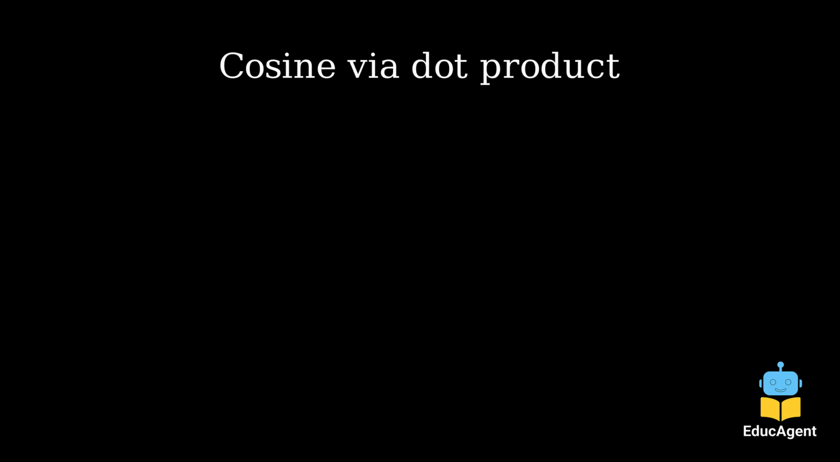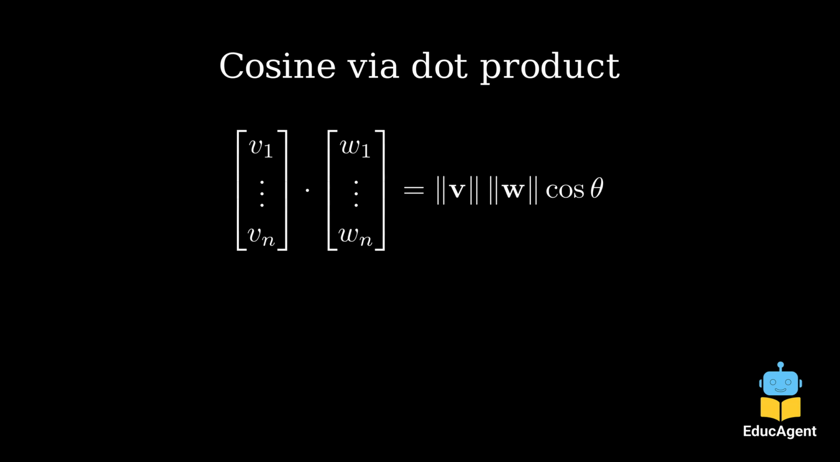Now we connect the dot product to the angle between vectors. The dot product equals the product of lengths times the cosine of the angle between them. Therefore, cos theta is the dot product divided by the product of the norms, provided neither vector is 0.